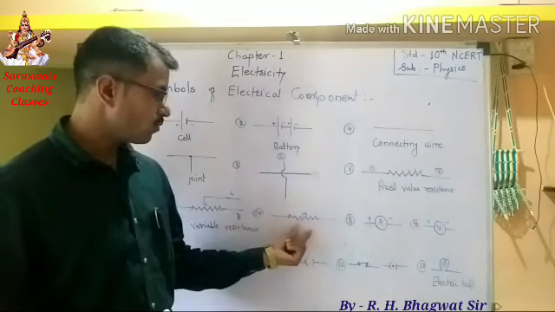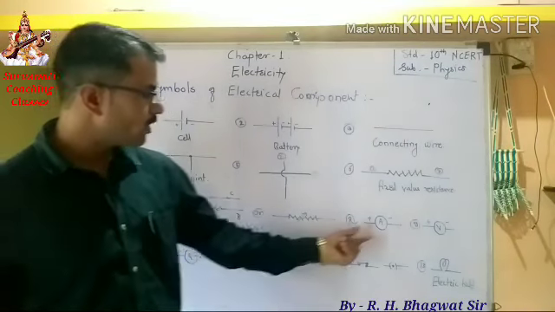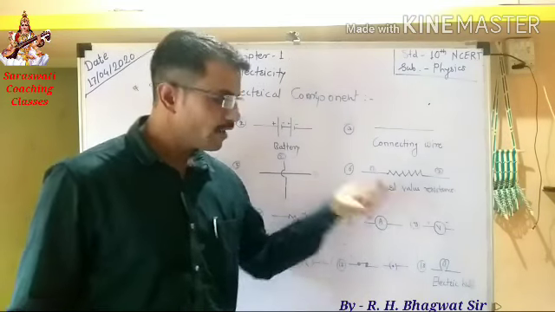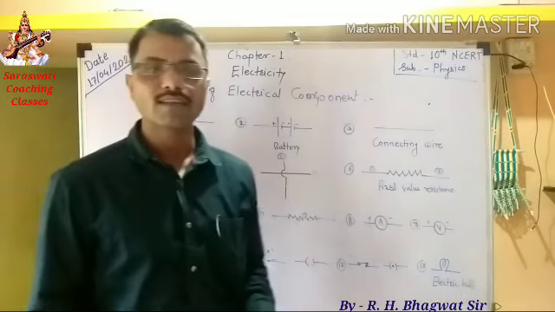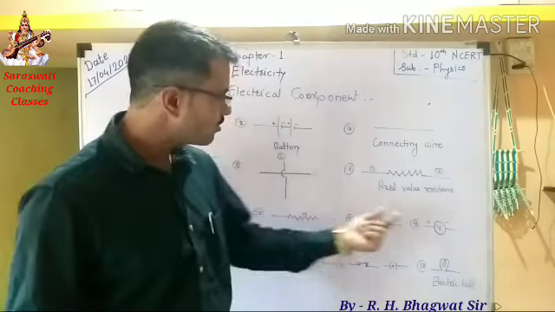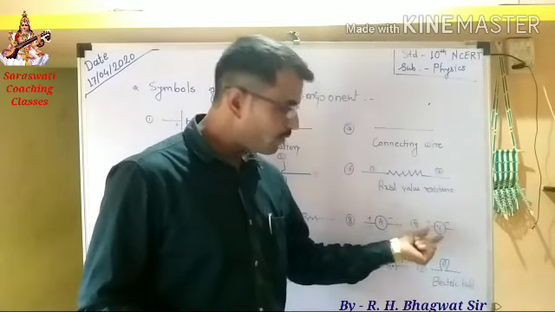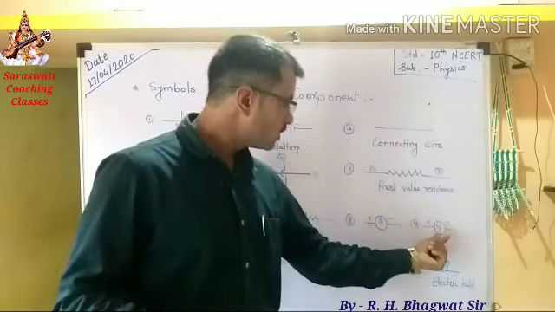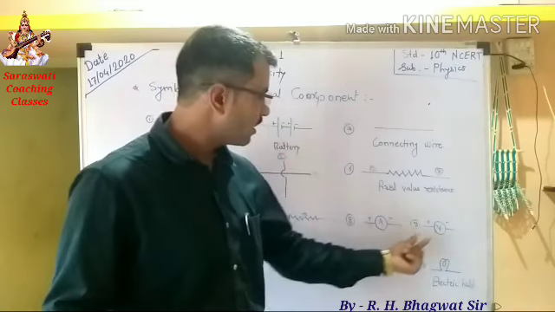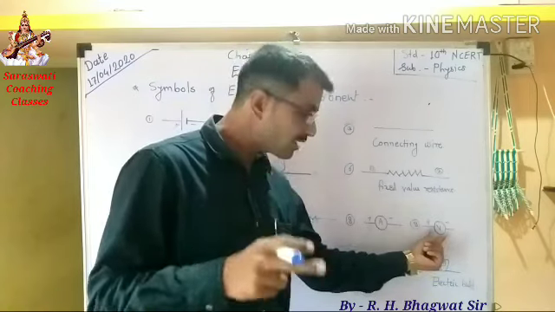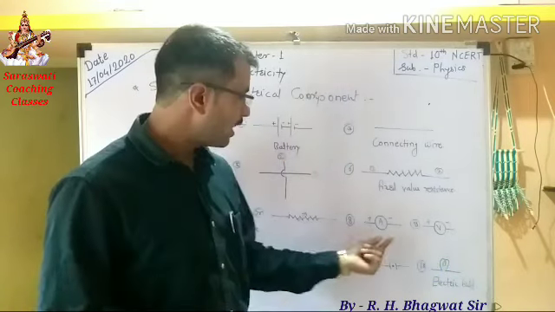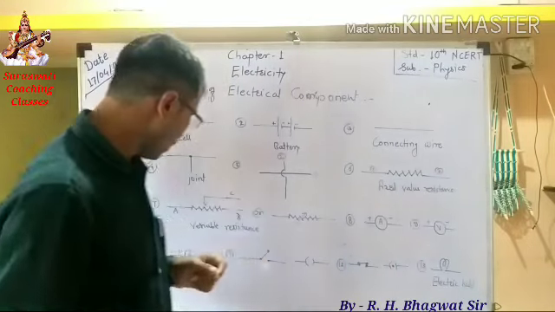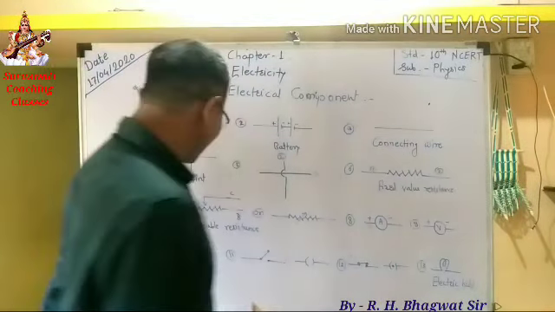This variable resistance can be denoted by using this symbol. Now, the next symbol is for an ammeter, having two terminals, positive terminal and negative terminal, used to measure the current flowing through the circuit. The next symbol is the voltmeter, having again two terminals, positive and negative, which is used to measure the potential difference. This voltmeter is always connected in parallel to the battery, while the ammeter is always connected in series with the circuit.